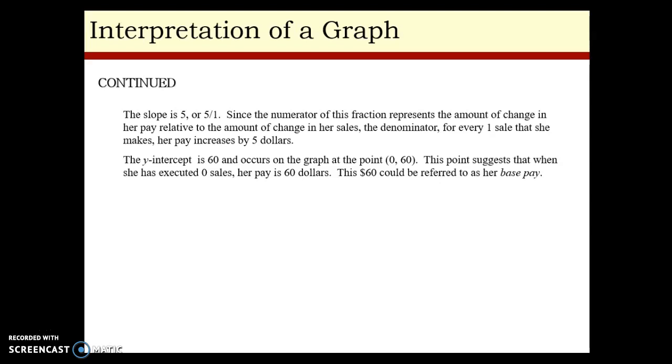So the slope is 5. Since the numerator of this fraction represents the amount of change in her pay relative to the amount of change in her sales, the denominator, for every 1 sale that she makes, her pay increases by $5. The y-intercept is 60. So this point suggests that when she has executed 0 sales, she's still going to get $60. So that's her base pay.